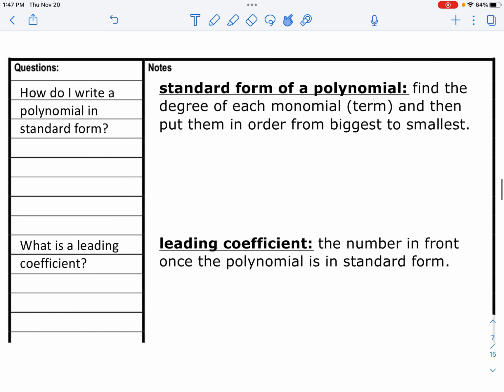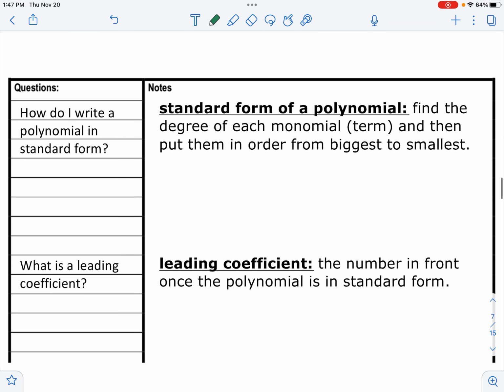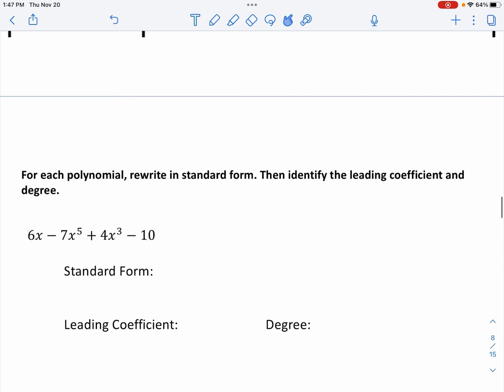Okay, standard form is you put the terms in order from biggest to smallest. Now, we actually have been doing this when we did long division already, so you kind of already are aware of that. Also, the leading coefficient, that's going to be the number that's in front once the polynomial is in standard form. So we're going to try this on the next slide, but those are just a couple of terms. But you kind of already know this. We've already discussed this a little bit earlier. All right, so let's just try.